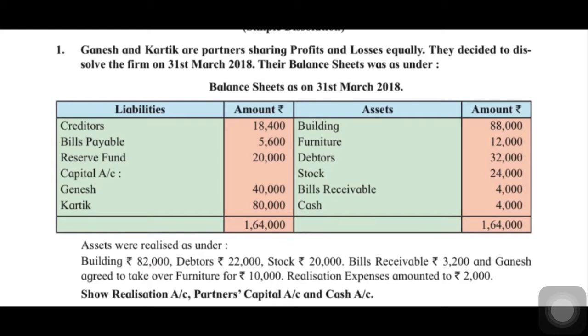Realization expenses amounted to 2,000. So realization account debit to cash account, that is 2,000. Show realization account, partners' capital account and cash account. Okay, so draw these accounts and let's get started.